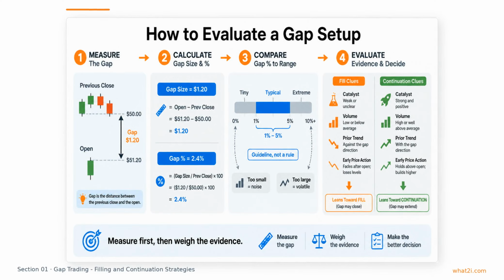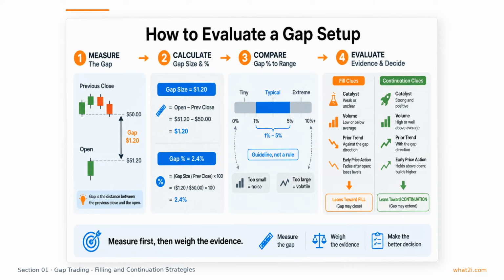A disciplined gap evaluation starts with simple measurement. First, compare the opening price to the prior close so you know exactly how large the overnight move is in both dollars and percentage terms. Many traders pay close attention to gaps in roughly the 1 to 5% range because they are large enough to matter without always being chaotic, though that is only a guideline. Then ask what caused the gap, whether volume is expanding, what the stock had been doing before the open, and whether the first trading minutes show strength or fading. A small gap with no real catalyst may just be noise. A large gap with strong news, heavy volume, and a clean hold can signal a much more meaningful opportunity.